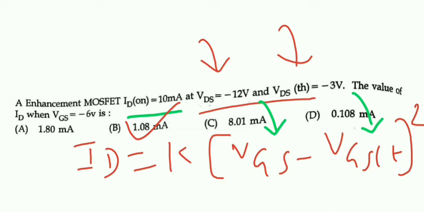So what they have given, they have given VGS, VGS threshold and ID on. From this we find K first. From K, VGS threshold and VGS, we find what is our new ID. That's what the question is.